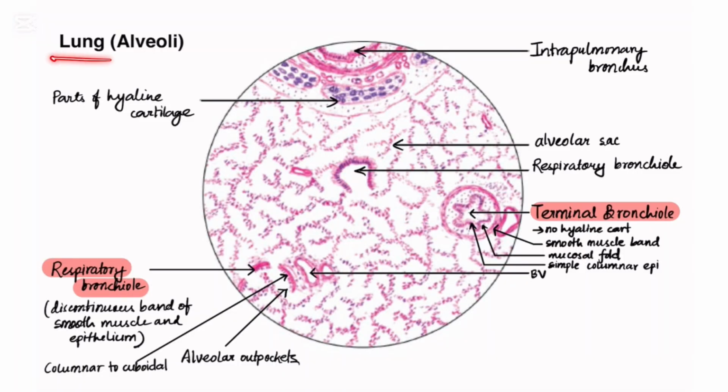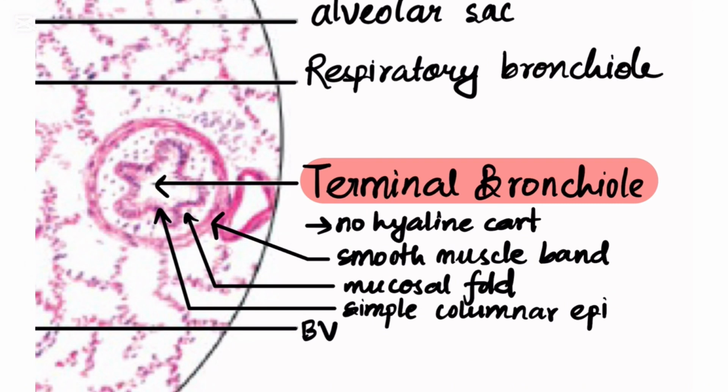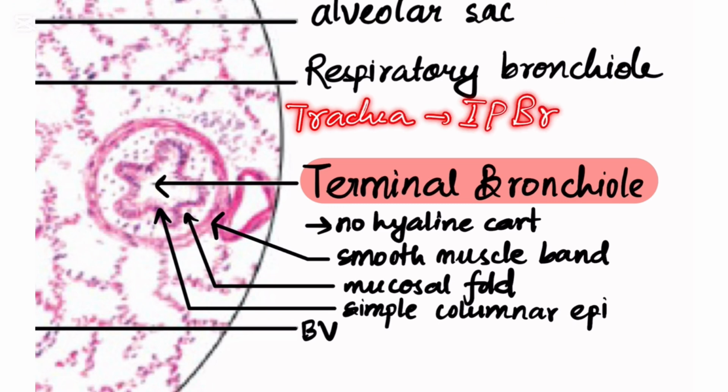Next, we have the histology of lung. But before getting into the histology of lung, let's look at two important structures that you can see in the section of lung. That is first, the terminal bronchiole. Before this, we talked about trachea, and then we talked about intrapulmonary bronchus. So we have talked about bronchus. Now we are entering into the world of bronchiole.